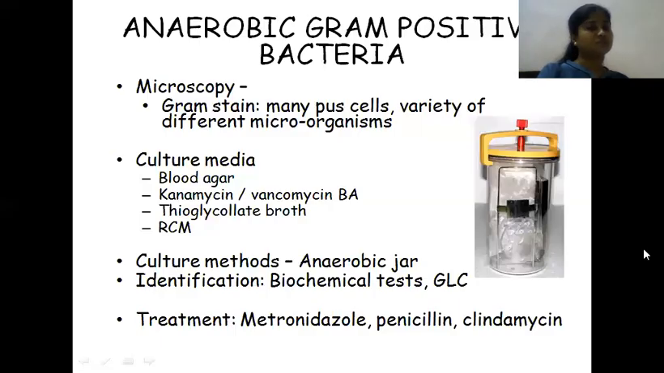Then we can move on to culture. Culture can be done on blood agar with added kanamycin or vancomycin. We can also culture them on thioglycolate broth or Robertson's cooked meat broth. Culture is done under anaerobiosis in a McIntosh and Fildes jar. So we have a picture of a McIntosh and Fildes jar, and the plates are incubated at 37 degrees Celsius for at least 2 days, and after completion of the incubation period, the plates are observed for growth. Any growth, if present, is identified.